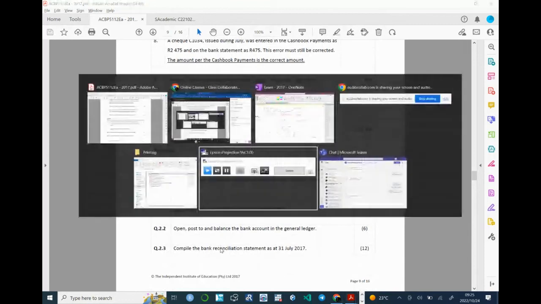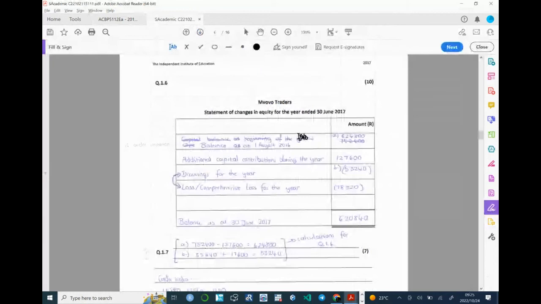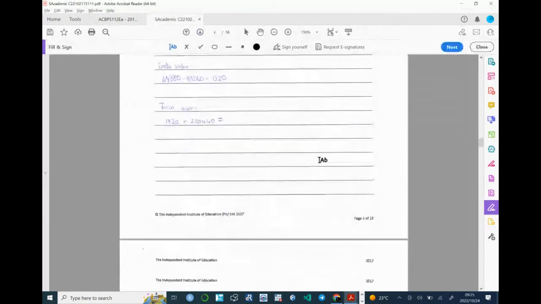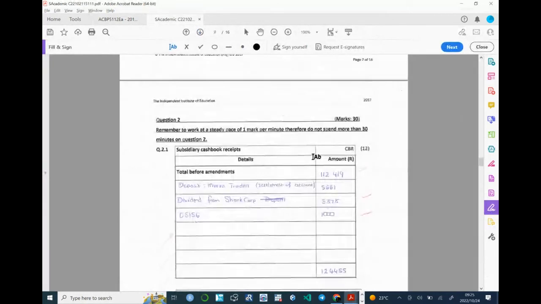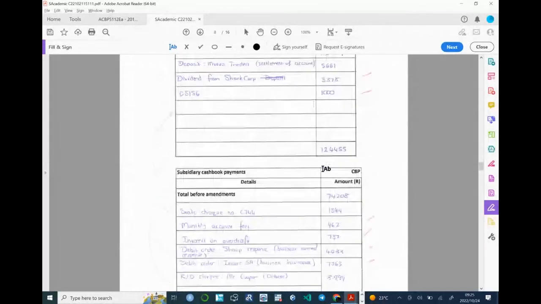I'm just going to show our suggested answers. So there you go. You see we put in the total before amendments. You can call it total before amendments or you can call it provisional total.